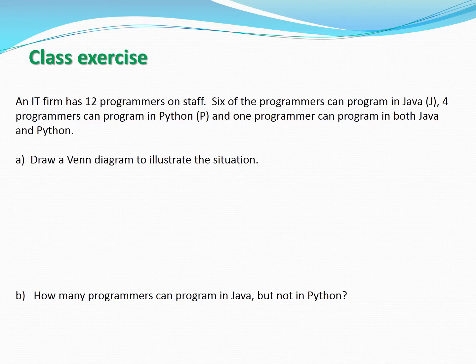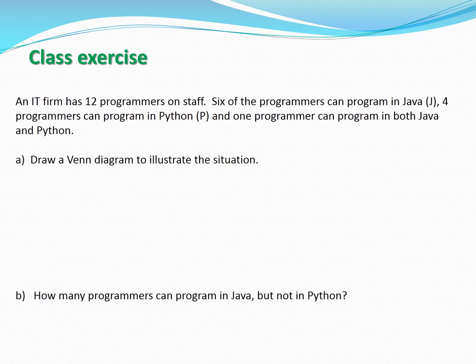So in the exercise I tell you, an IT firm has 12 programmers on staff. 6 of the programmers can program in Java, and that set is indicated by J. 4 of the programmers can program in Python, that set is indicated by P, and 1 programmer can program in both Java and Python. So now, before you draw the Venn diagram, you need to indicate whether the sets are mutually exclusive or not. Well, I tell you here in the question that 1 programmer can program in both Java and Python. So that means that the sets are not going to be mutually exclusive.